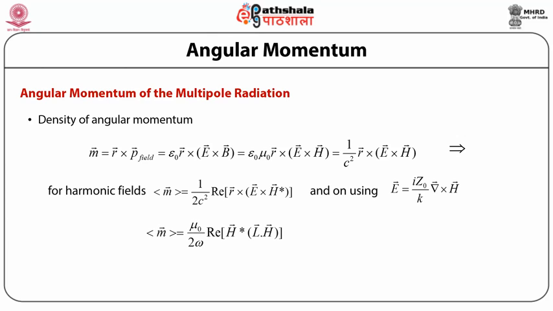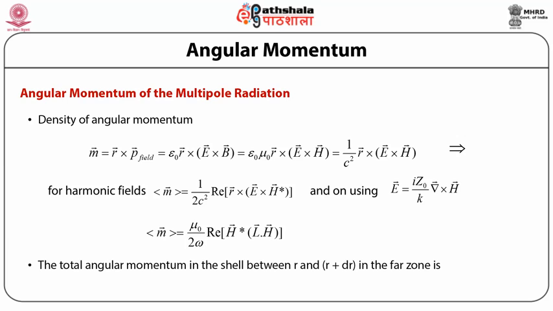This implies for harmonic fields, the time average of M vector equals 1 divided by 2c square into the real part of r vector cross E vector cross H vector conjugate. On using E vector equals i Z naught divided by k into del cross H vector, the time average of M vector equals mu naught divided by 2 omega into the real part of H vector conjugate into L vector dot H vector.